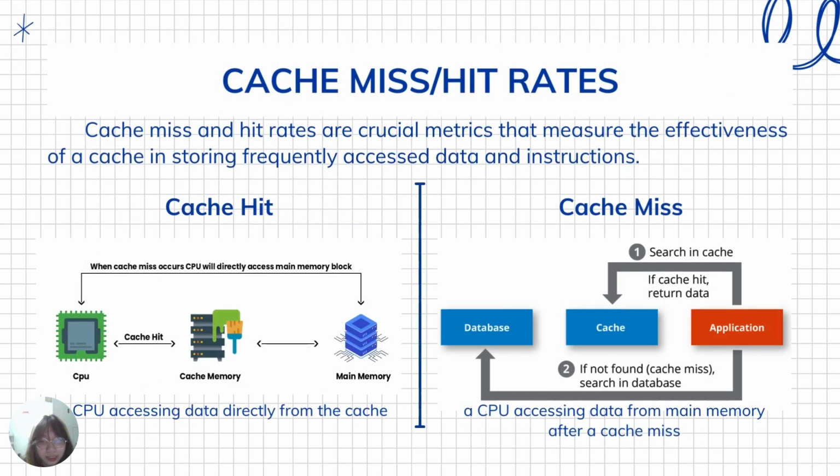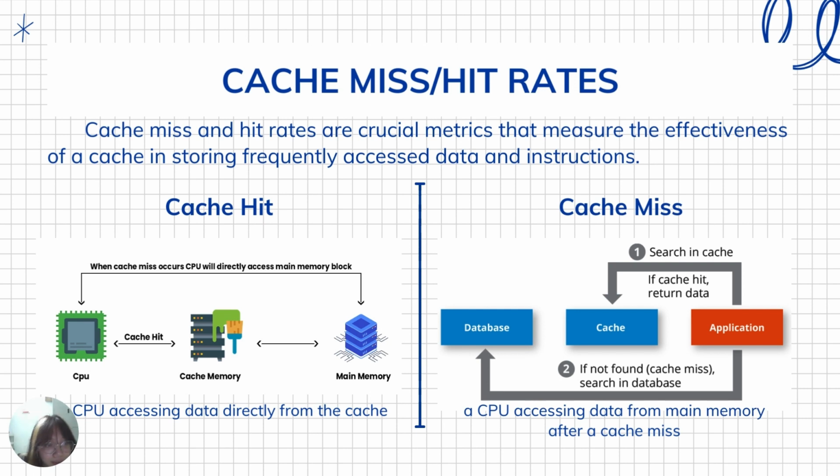And what are the cache miss and hit rates? The cache miss and hit rates are crucial metrics that measure the effectiveness of the cache in storing frequently accessed data and instructions too. So over here I have two pictures about the cache hit and the cache miss.